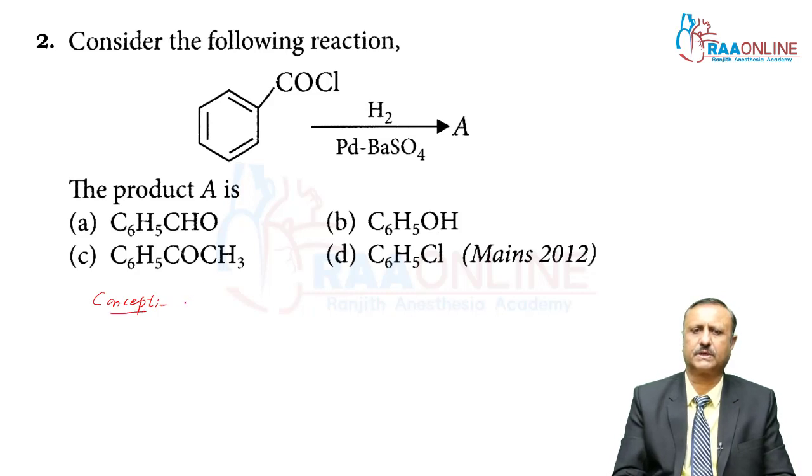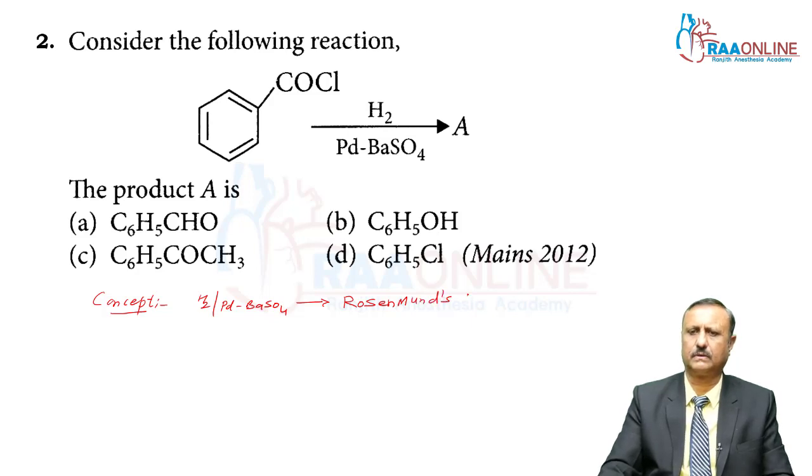My dear students, the concept of this reaction is that when hydrogen and palladium BaSO4 act as reagent, that reaction is a Rosenmund reduction. In this Rosenmund reduction, acyl halide, meaning RCOCl, is converted by this reagent. Here 1 H is placed here, Cl, and 1 H is here. That's why you can get aldehydes and another mole of HCl.